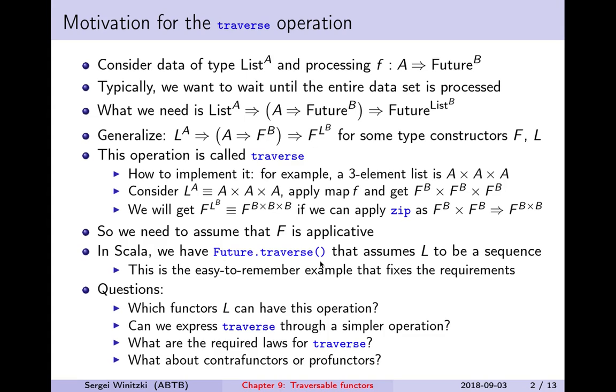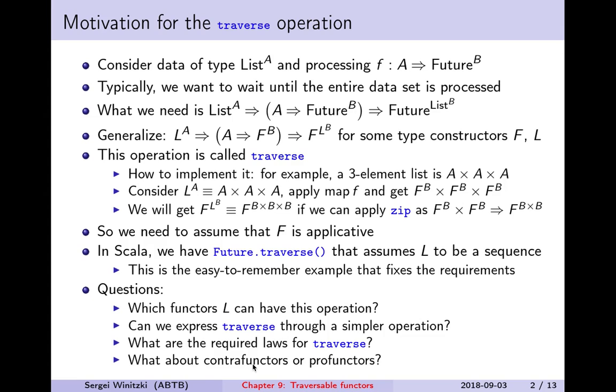So remembering this example that I'm starting with, that's what helps me remember the type signature of traverse. The questions that I'm going to answer in this tutorial, in this chapter, are to find out what functors L can have this traverse operation, to find out if we can simplify this somewhat complicated type signature. Can we express it perhaps through a simpler operation? What are the laws that it is reasonable to require for this operation?